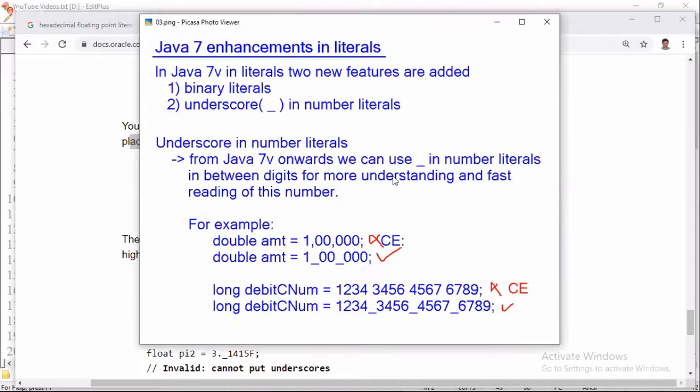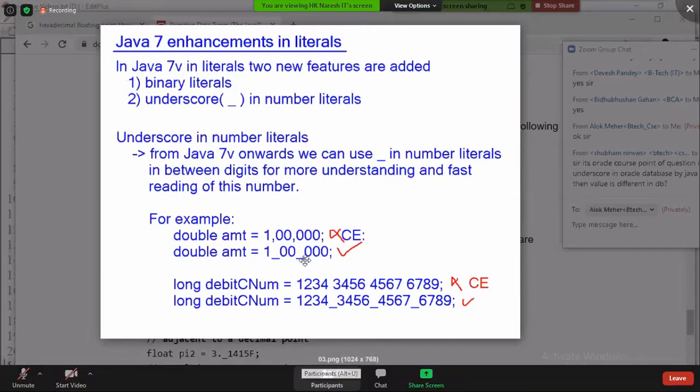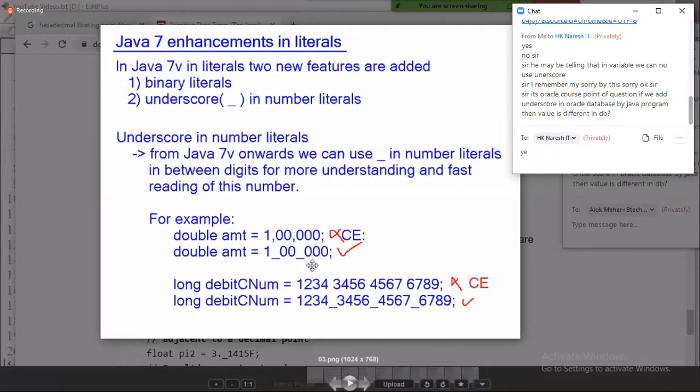Come here, tell me now, very interesting question. Once you understand any point, you have to search for the different test cases. Tell me, if I write System.out.println(amt), will underscore also be displayed? Is underscore stored in the .class file? Good question you asked. If you use 1_00_000 in a .class file, do you feel that underscore will be stored in the .class file? Is underscore passed to the queries to store in the database?